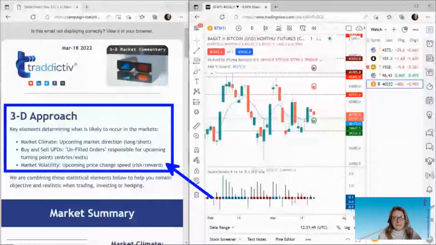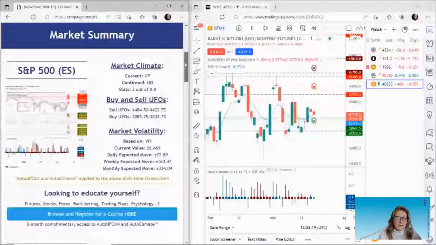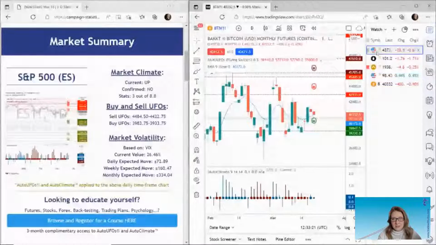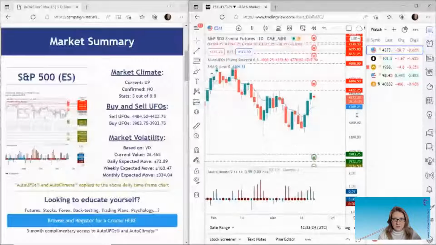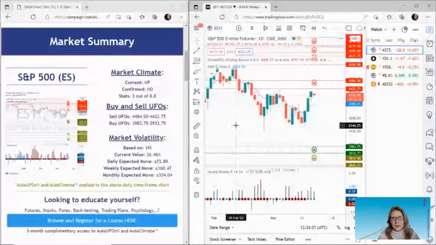And then we'll look at market volatility, which is how quickly we expect the markets to move. Now we'll look at each of those elements on 5 different markets. The first market we're looking at is the S&P 500, which is the top 500 US stocks. Now, of course, different things happen on different time frames. We are looking at daily time frames, daily charts for each of these markets.